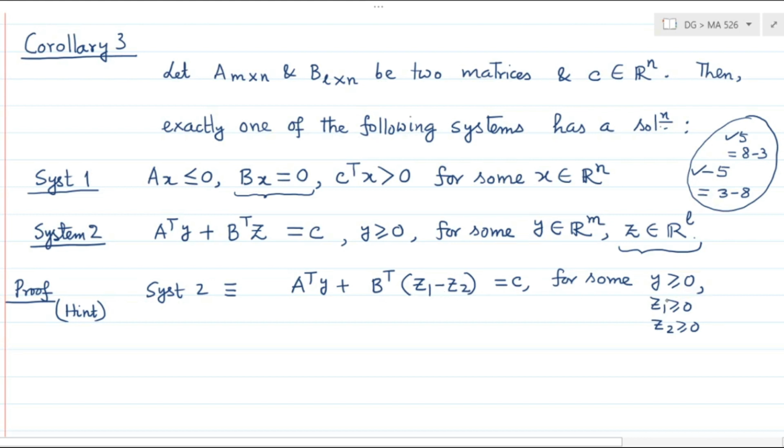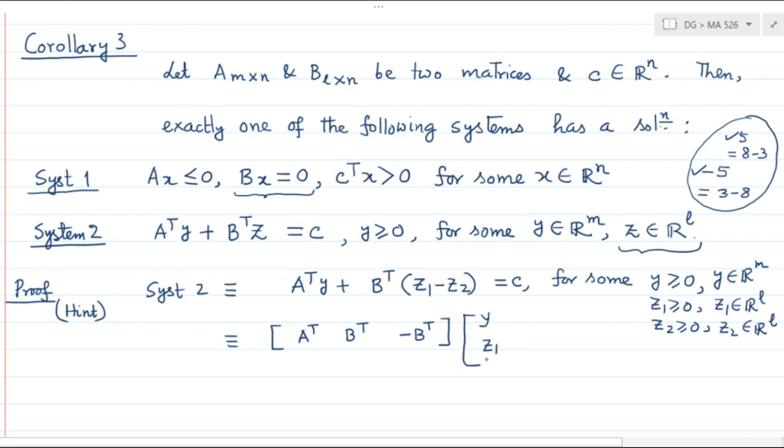These are vectors here, Z1 and Z2. For some Y greater than or equal to 0, Y belongs to Rm, Z1 belongs to Rl, as well as Z2 belongs to Rl. Fine. Now this is sufficient hint. This will now be written as A transpose, B transpose, minus B transpose, times the vector of dimension m plus l plus l, Y, Z1, Z2. Fine, this is equal to C.